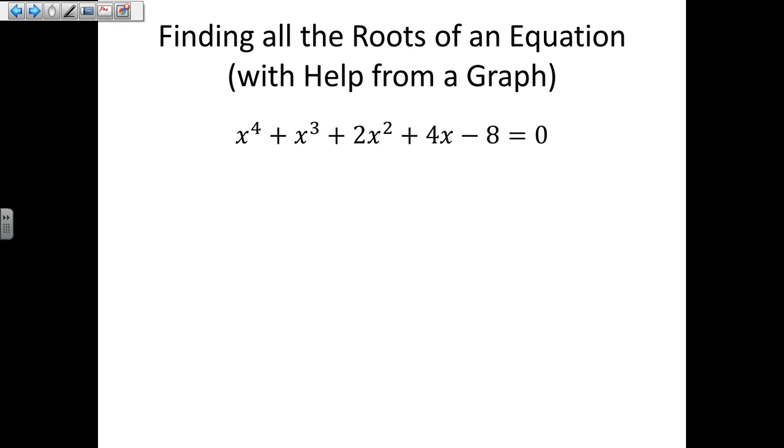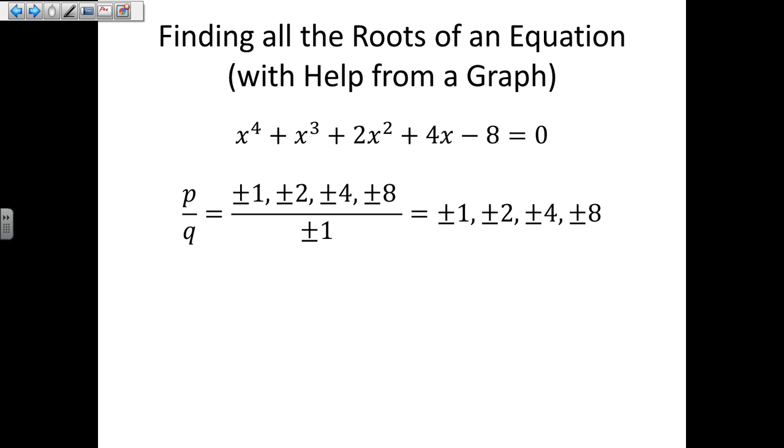Now, let's take a look at finding all the roots of an equation with the help from a graph. Really what I want to do is my p over q stuff. My p values are plus or minus 1, 2, 4, and 8. My q values are only plus or minus 1. So my p over q are plus or minus 1, 2, 4, and 8.